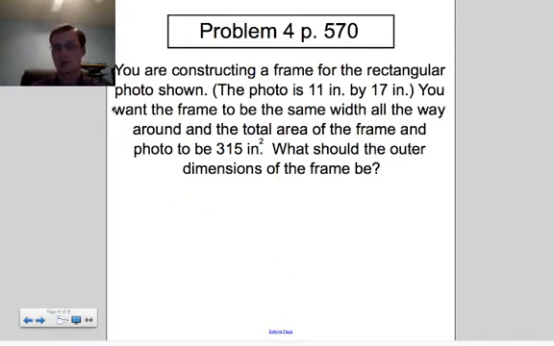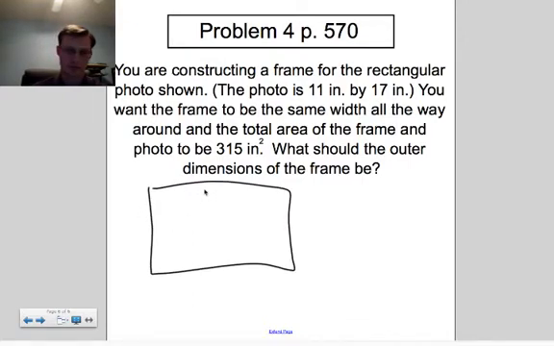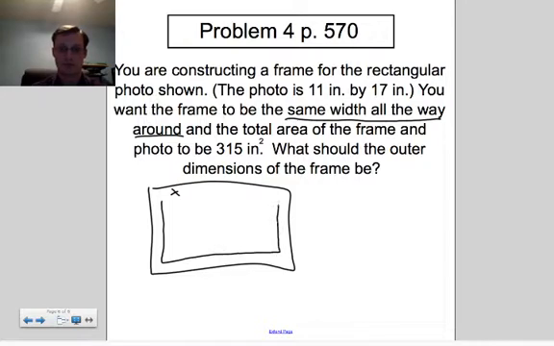Well, the first step is to read the problem and to try to figure out some sort of a picture for this. So we're going to make a picture, a beautiful frame. And in this frame, we know that it's supposed to be the same width all the way around. Well, that means that this width, let's call x. So this right here is x. This here is x. This is x. And this is x.